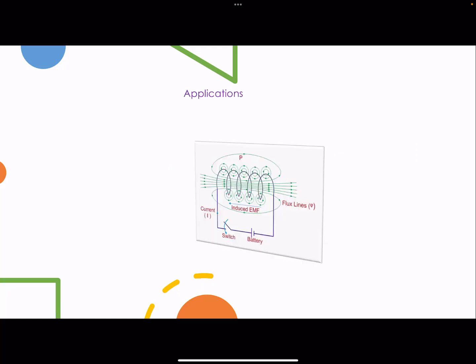Now let us see what are the applications of this self-inductance. The first application is the transformers. The second one is the filters. The third one is the chokes. The fourth one is the ferrite beads. And the fifth one is the inductors which are used as a relay. So these are some of the important applications of the self-inductance.